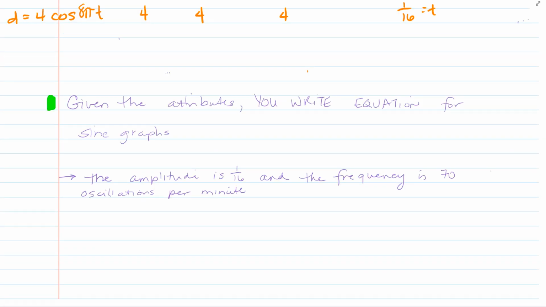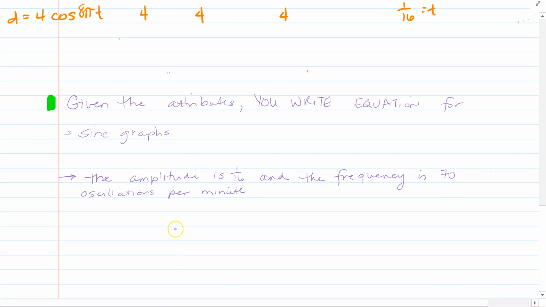Okay, write this example down as well, because what if I give you the attributes and I want you to give me the equation? In this case I'm going to say the sine graph. If you saw it, you could look at whether it started at midline, crest, or trough, but I'm going to go ahead and tell you it's a sine graph. So here, the amplitude is 1/16 and the frequency is 70 oscillations per minute.